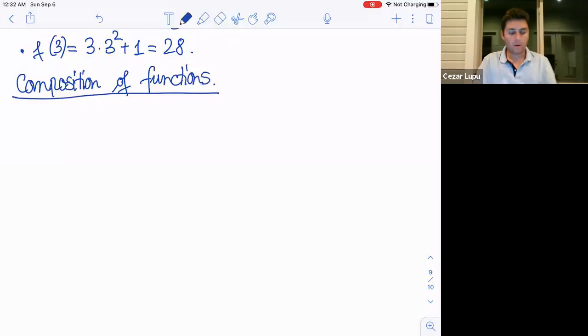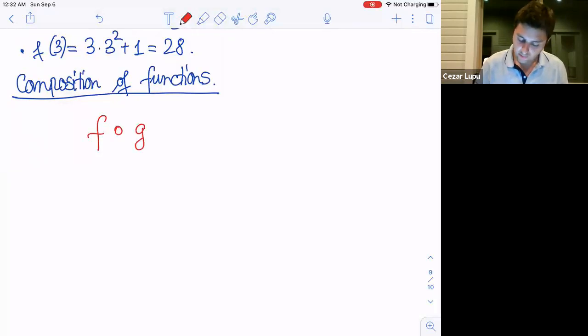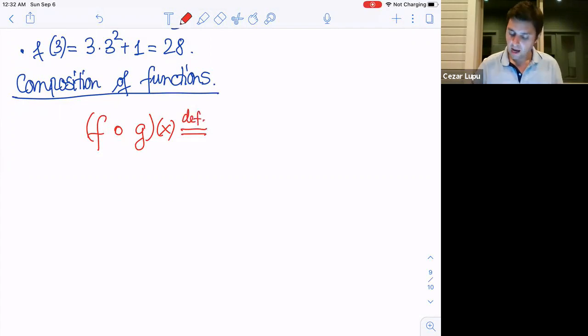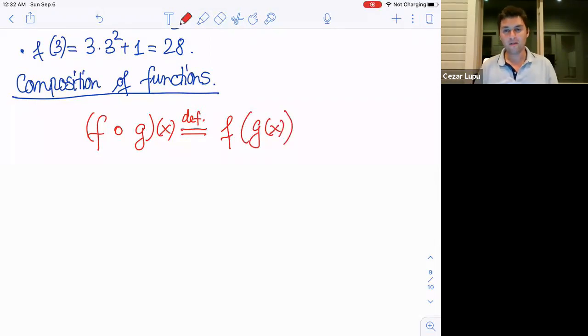All right. Well, the composition of functions is defined in the following way. So we will define it in this way. F circ G of x, we'll write it in this way, which by the definition is nothing else than f evaluated at the function g of x. It won't be evaluated at just x, it will be evaluated at g of x. Wow, that's quite something.